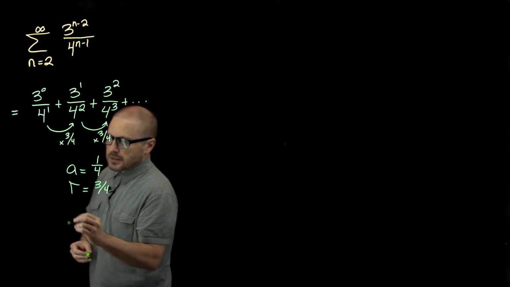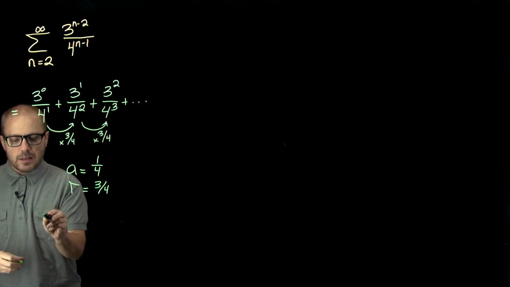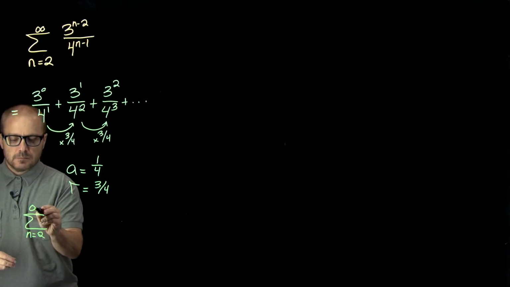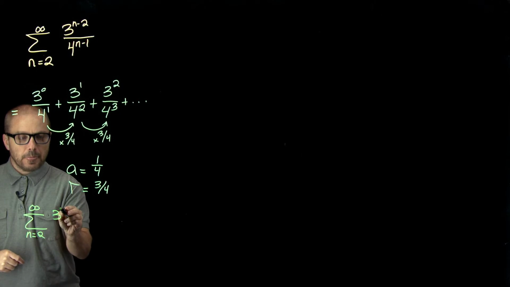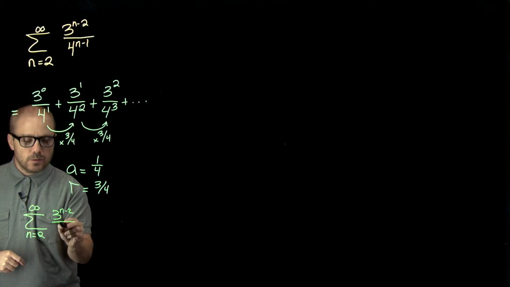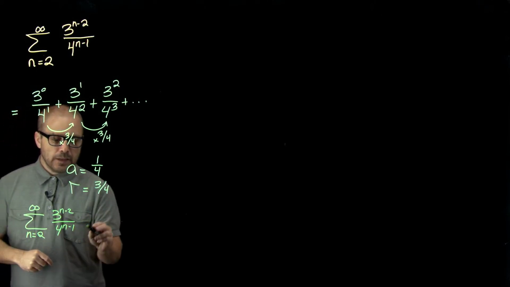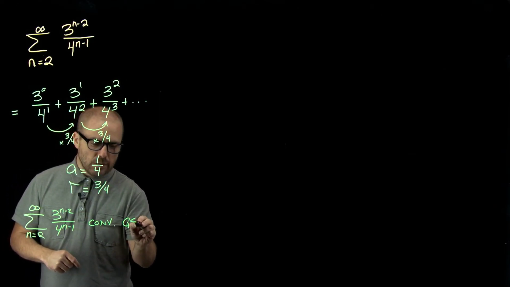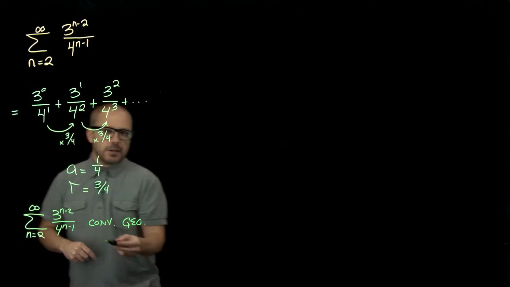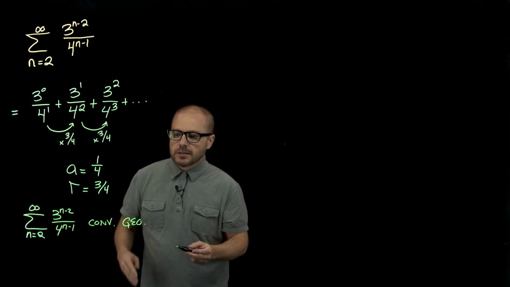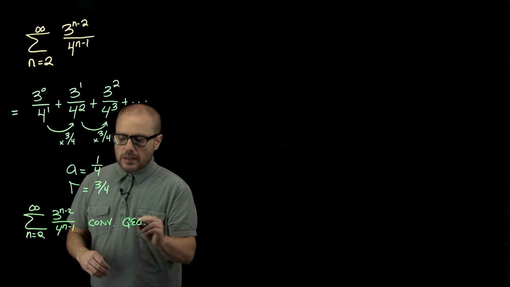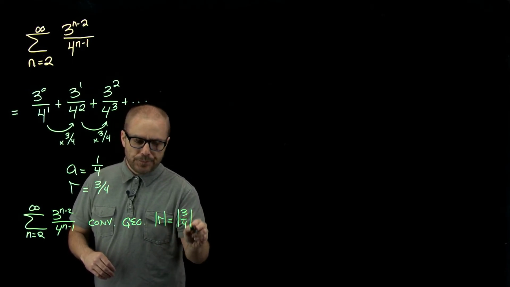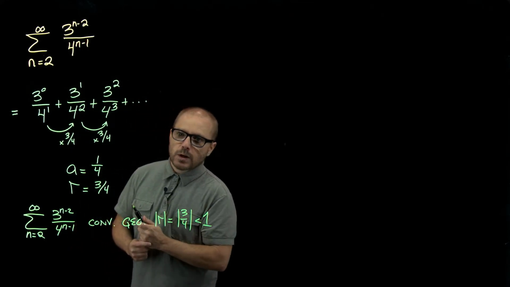So the way I'd like you to say this when you make your argument is to say that the series (3 to the n minus 2 over 4 to the n minus 1) converges as a convergent geometric, we could say. That shows me you understand that it's a geometric series, and that the key is that the absolute value of r is less than 1.